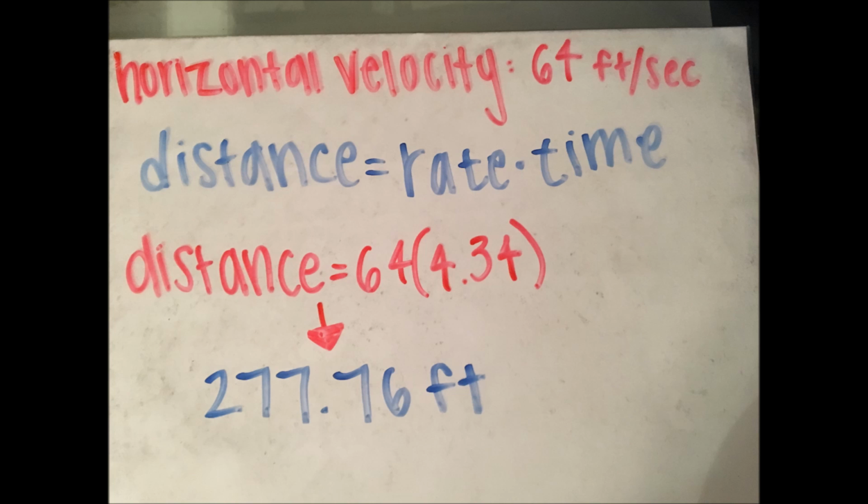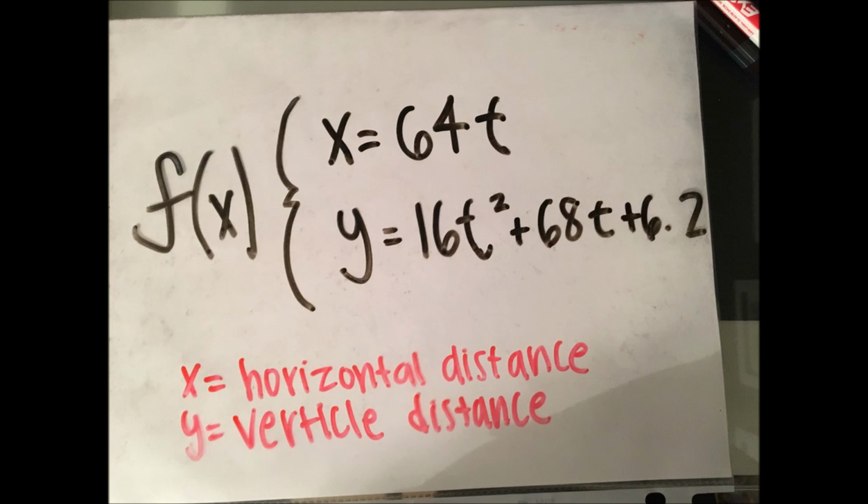The way that I solved the first part of this problem was, since I knew that the horizontal velocity was 64 feet per second, and the equation for distance is distance equals rate times time, I knew that the distance would equal 64, the rate, times 4.34 seconds, the time found in the previous question, because that's how long it takes for the ball to hit the ground. After multiplying those out, we know that the ball traveled 277.76 feet.